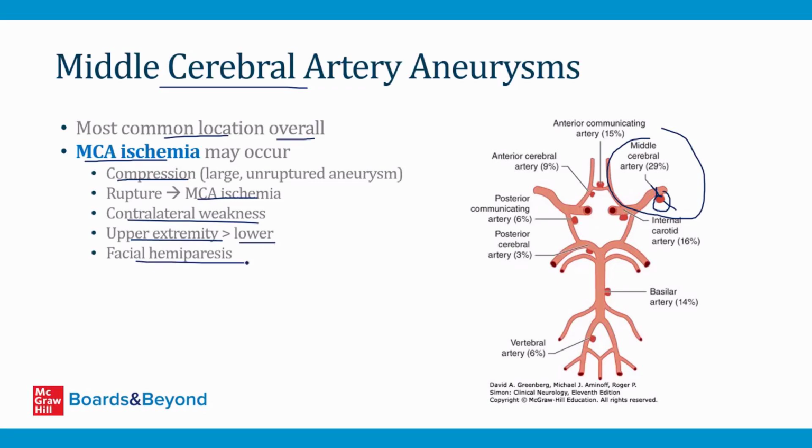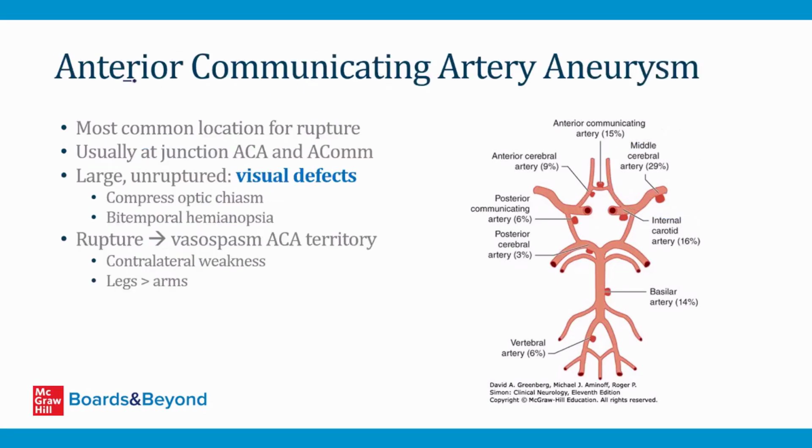Berry aneurysms of the anterior communicating artery, as I mentioned earlier, are the most common location for a ruptured aneurysm. Usually these aneurysms develop at the junction between the anterior communicating artery and the anterior cerebral artery, so this junction right here. Running right above this region shown in my drawing is the optic chiasm. So if you get a very large unruptured anterior communicating artery aneurysm, that can compress the optic chiasm, and this will lead to visual field defects. The specific type of defect you get from compression of the optic chiasm is called bitemporal hemianopsia, and I discussed this in detail in videos in the ophthalmology section.